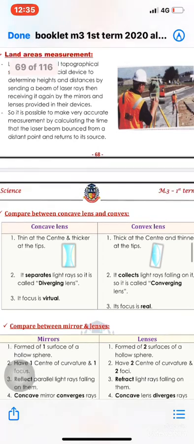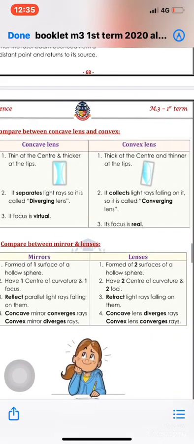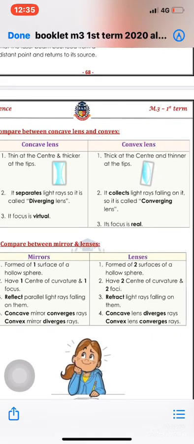At last, here is a comparison between concave lens and convex lens. The concave lens is thin at the center and thicker at the tips, while the opposite holds for the convex lens: thick at the center and thinner at the tips. The concave lens separates or diverges the light rays, while the convex lens collects or converges the light rays. The convex lens has a real focus, while the concave lens has a virtual focus.